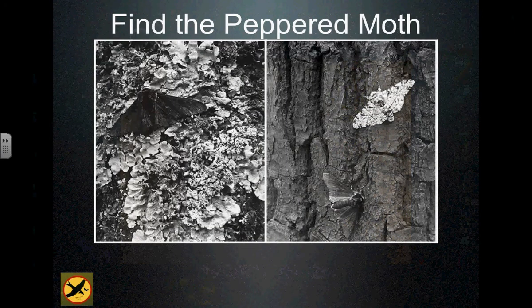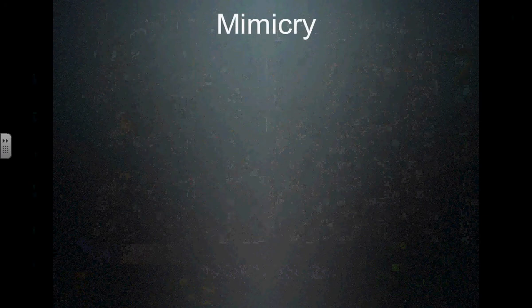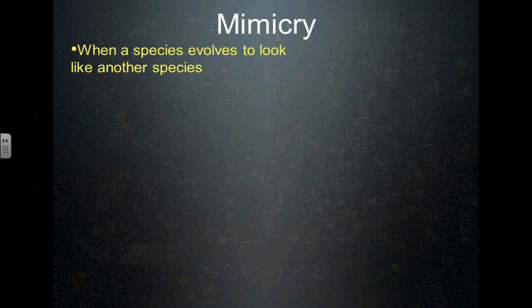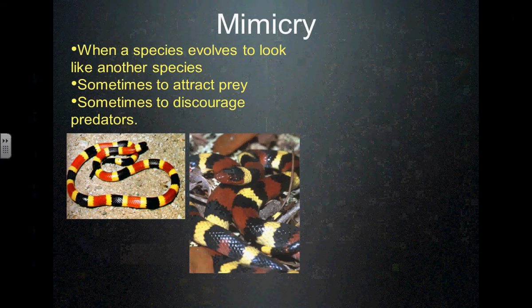Again, here's the peppered moths. Here is the dark colored one. Here you have the lighter colored one. And again, when the trees changed, one version of moth became better suited to that ecosystem than the other. Mimicry is another interesting one. Mimicry is when one species evolves to look similar to another species. This, for example, is a deadly coral snake. It's poisonous. It would kill you if it bit you.